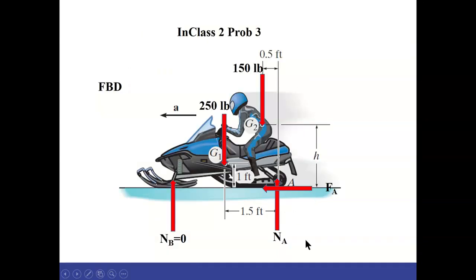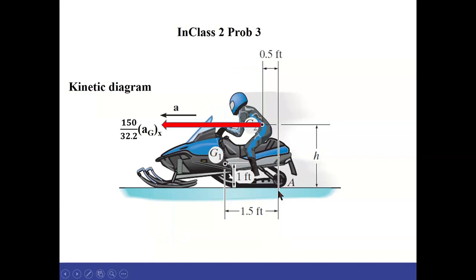So that's the resultant free body diagram. I have indicated all the forces. Under the effect of these forces, the snowmobile has acceleration towards the left, which is AGX, the x component of the acceleration. In this case, we have two different centers of mass, so we need to draw two arrows for acceleration.